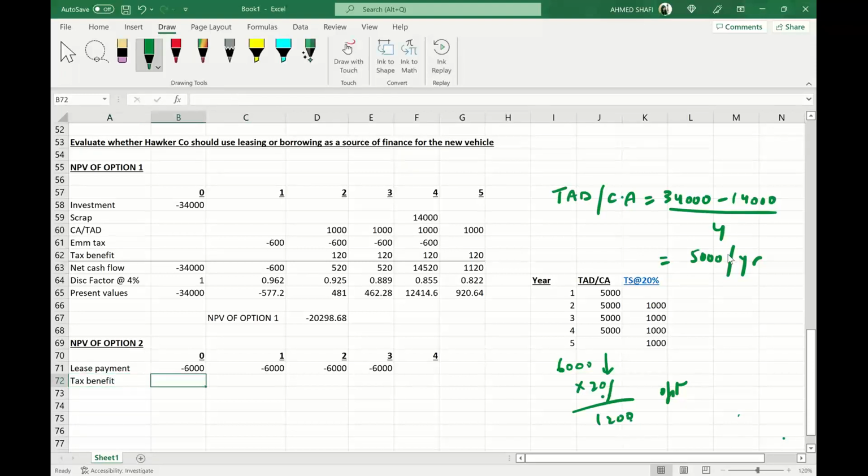Had the tax been in the same year, I would have recorded in 1, 2, 3, 4, but since it's in arrears, it's a benefit. Arrears means recorded in 2, 3, 4, and 5.